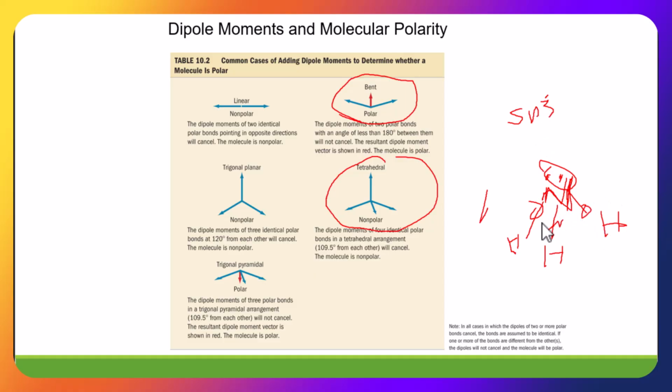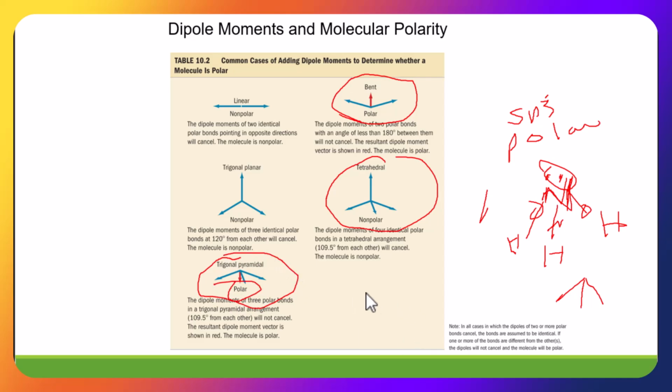But these polar bonds here cannot cancel each other. They can't cancel each other because they're in this trigonal pyramidal geometry, just similar to a bent geometry. There's just a third leg down here. And so in this geometry, the polar bonds can't cancel, and so this molecule would be polar. Ammonia is a polar molecule. Okay, trigonal pyramidal, which is what we just had, that's going to be polar.